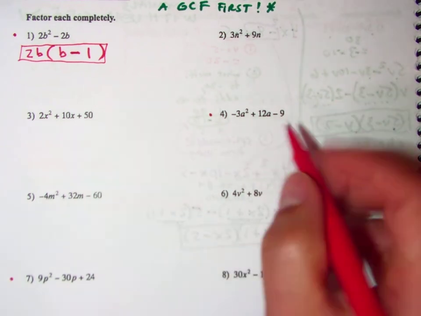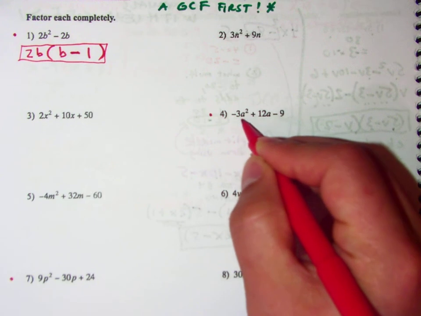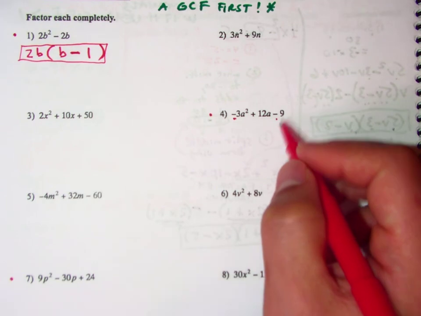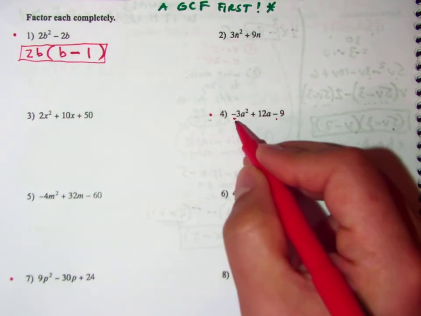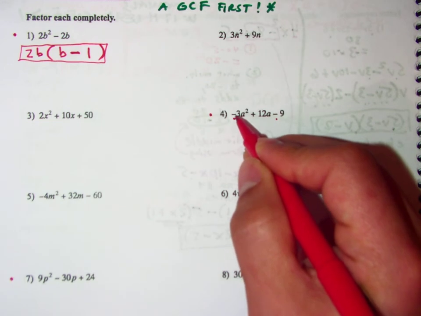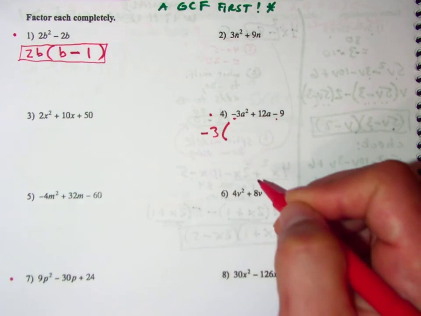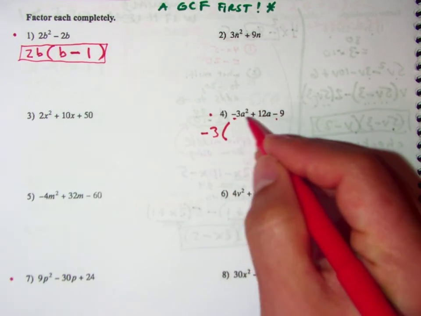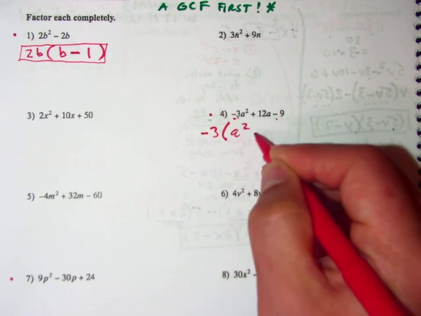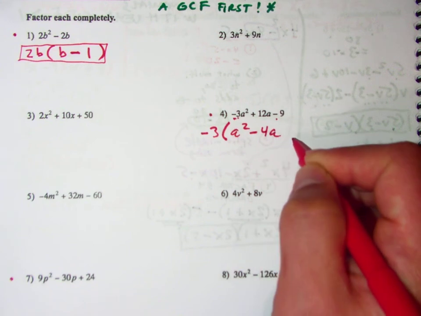Okay, so here we have a trinomial, and before we start thinking, okay, I'm going to do split the middle or the AC method and start multiplying, let's not do that quite yet. Let's do a GCF first if possible. So I'm looking at the 3, the 12, and the 9, and I know that 3 goes into all 3 of those. Since the leading term is negative, I'm going to use negative 3 as my GCF. And now I'm going to divide by negative 3 to all 3 of these to get a squared minus 4a plus 3.